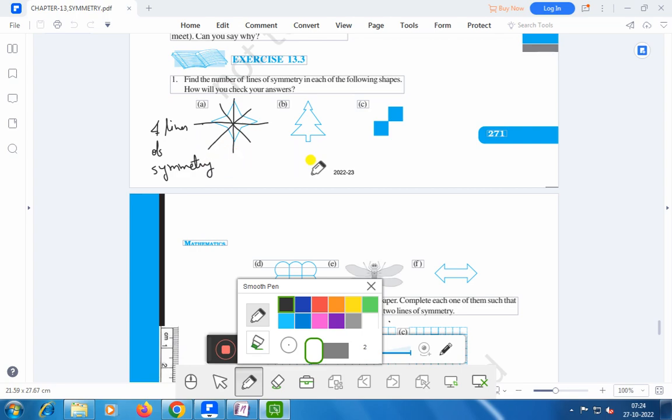Right? Now this one is only one line of symmetry, like this, vertical line of symmetry. One line of symmetry. And this has also one line of symmetry. You see this one, right? This also has one line of symmetry. This is also one line of symmetry.